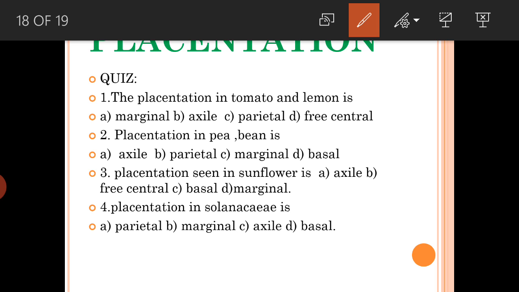The trick here is: tomato and lemon are liked by Chinese. Okay, so China rolls is also an example. So here it comes: a Chinese likes tomato and lemon. So A, axile, is the answer for this one. The placentation seen in tomato and lemon is axile placentation.